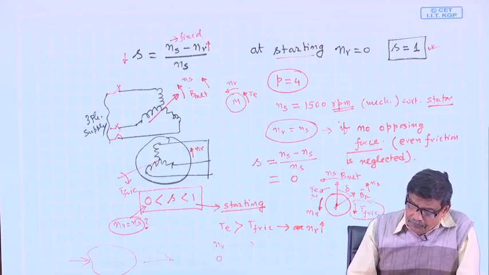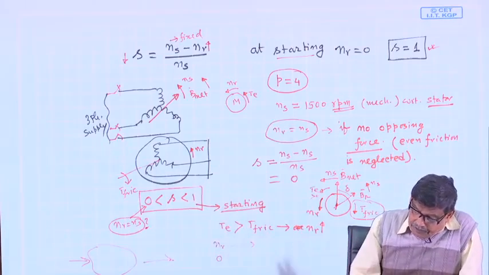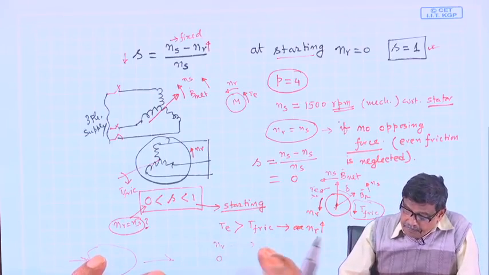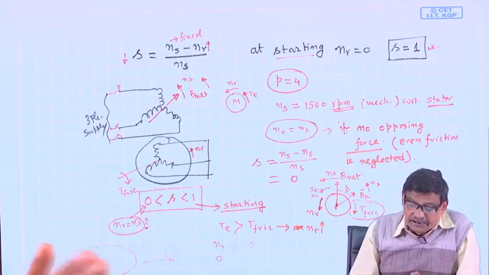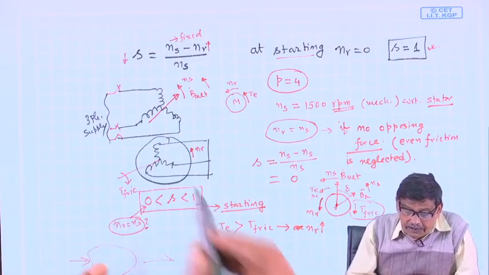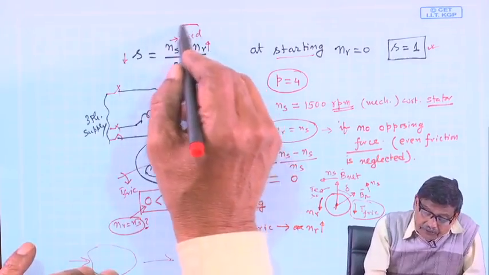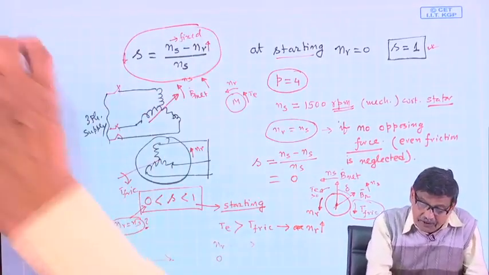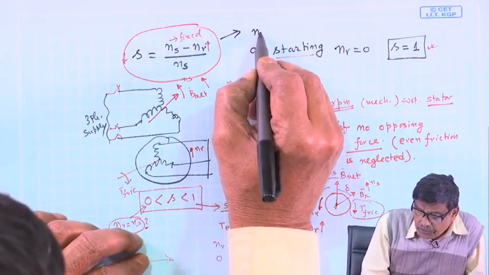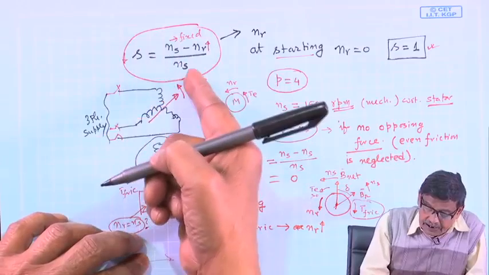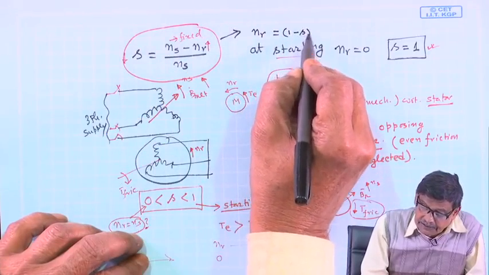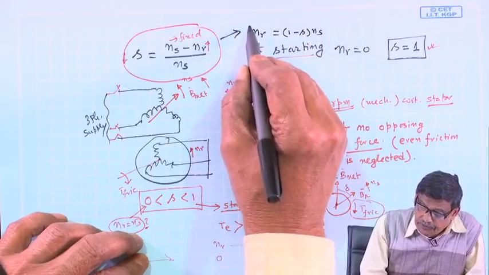Okay. Therefore, the speed I told you can be expressed in terms of slip. Either you tell slip or speed. You note down that this equation can also be written as, this is also a useful way of writing this equation, Nr is equal to (1 minus s) into Ns. This is very useful.